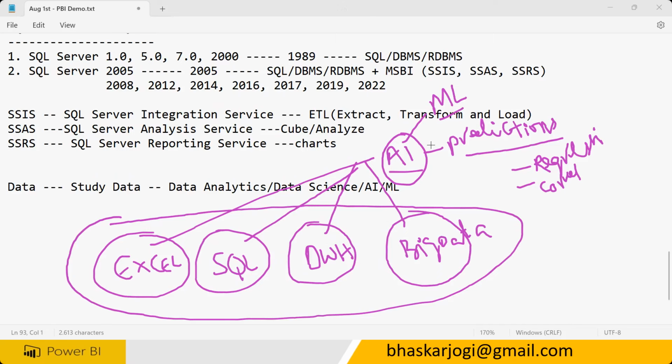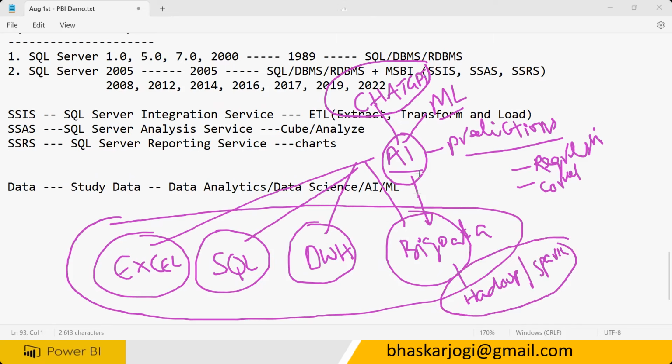When you have a large amount of data, for example, everybody is today talking about Chat GPT. What is Chat GPT? Chat GPT is an AI application which is going to be getting a large amount of data from where? From big data. Today, big data means it may be Hadoop or it may be Spark. Yesterday I told you clearly: Hadoop or Spark, Apache Spark, or it may be Databricks. So you have tons and tons of data. Chat GPT is getting all the data from Hadoop or Spark.